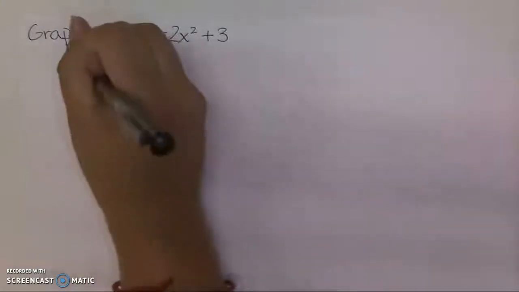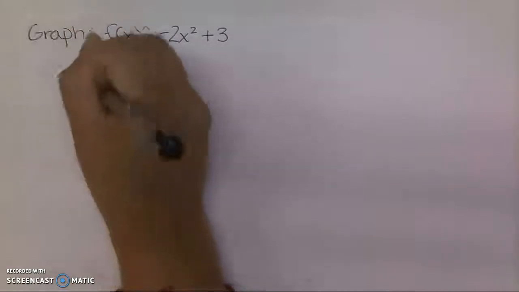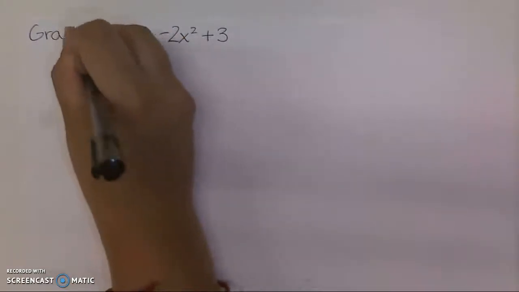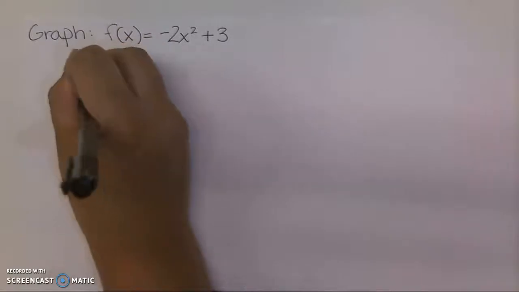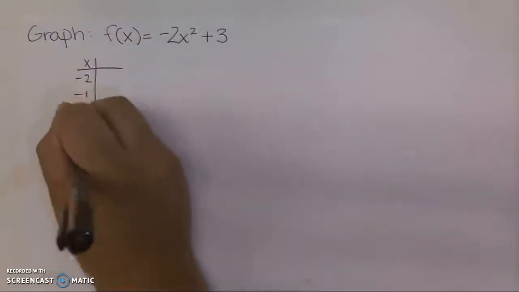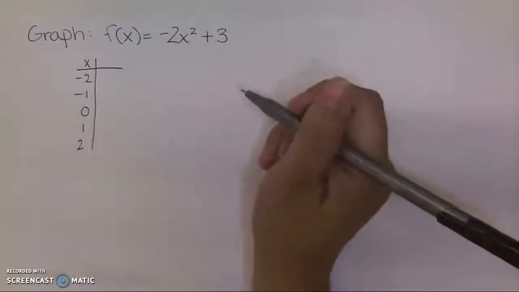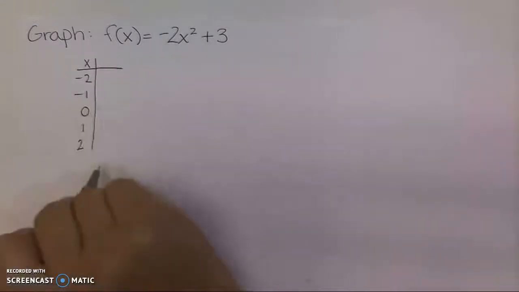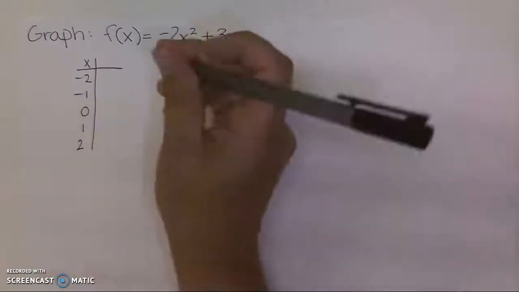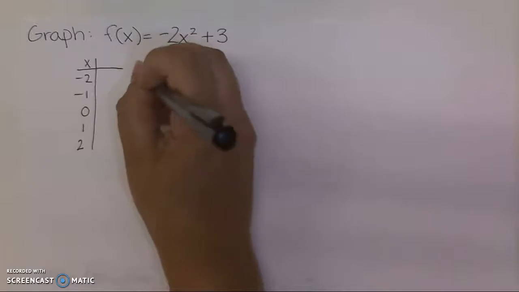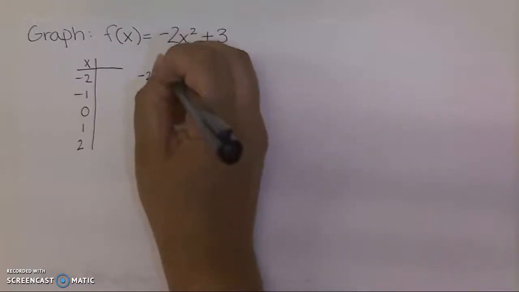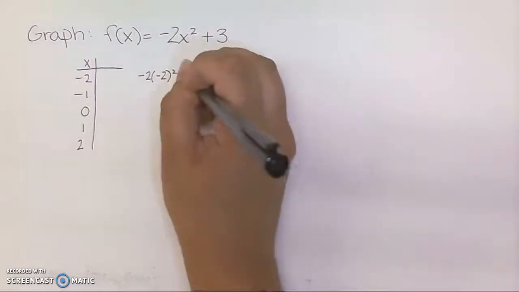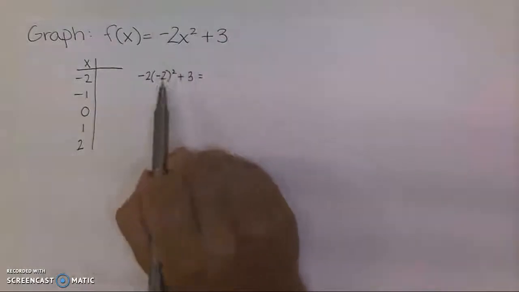So we're going to do it by graphing using what I like to call the Fab 5. The Fab 5 are -2, -1, 0, 1, and 2. So what we're going to do is take those x's and plug them into our function. So -2 times -2 squared plus 3. That's where we're going to start.